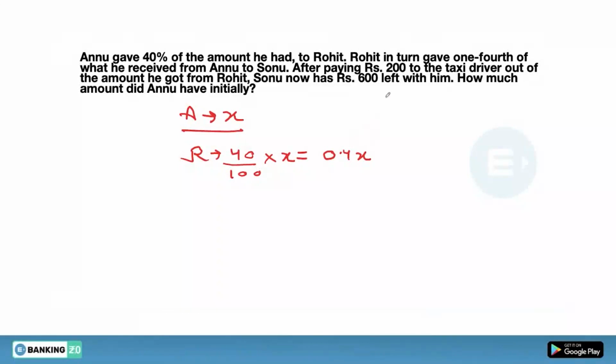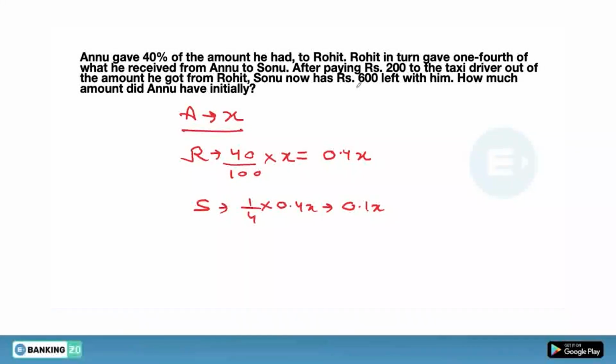Fine. Now Rohit in turn gave 1/4 of the amount he received from Anu to Sonu. So how much did Rohit give to Sonu? Sonu had 1/4 of the amount that Rohit was having. That is, he would be having 0.1 X. Is that clear? Now we are told that after paying rupees 200 to a taxi driver out of the amount he got from Rohit, Sonu has now 600 left with him.